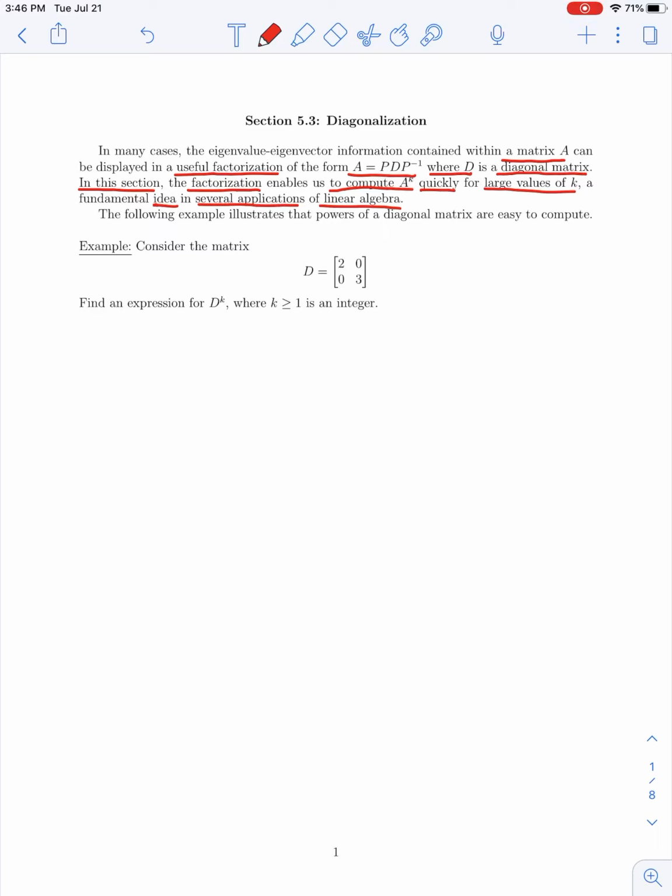Let's suppose that we have a matrix D, which is a diagonal matrix. It just has entries on the main diagonal, 2, 3, and zeros elsewhere. And we're asked to find an expression for D to the K power, where K is some integer greater than or equal to 1. So in the problem statement, we're given D to the first power. In order to find D squared, we're going to take D, the diagonal matrix 2, 0, 0, 3, times itself.